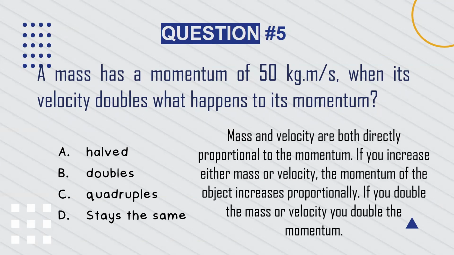So remember this key concept. Mass and velocity are both directly proportional to momentum. If you increase either the mass or the velocity, the momentum of the object will also increase proportionally. If you double the mass or velocity, you also double the momentum. So the correct answer to this question is letter B, doubles.